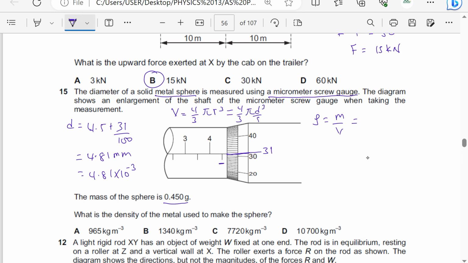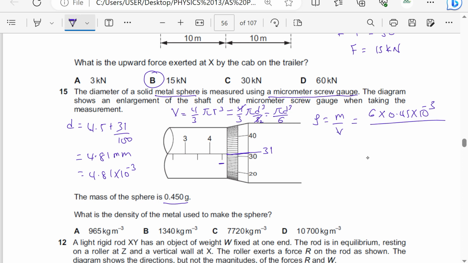2 cubed is going to be 8, so this one cancels. So it becomes pi d cubed over 6. So that will be the volume. So density will be equal to, the 6 goes up, so it becomes 6 times the mass, which is 0.45 times 10 power negative 3, divided by the volume.